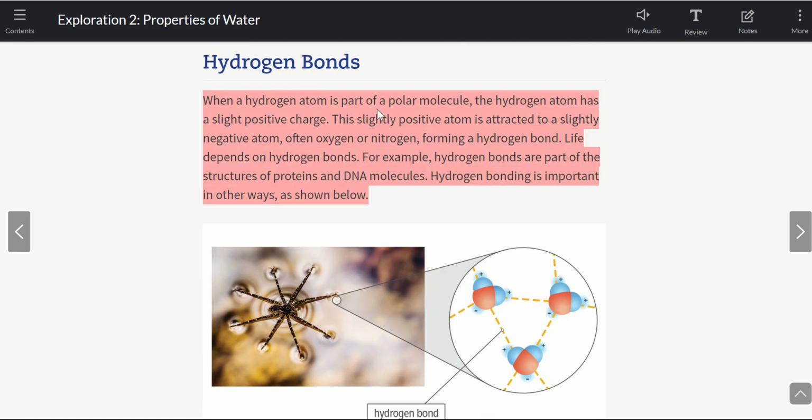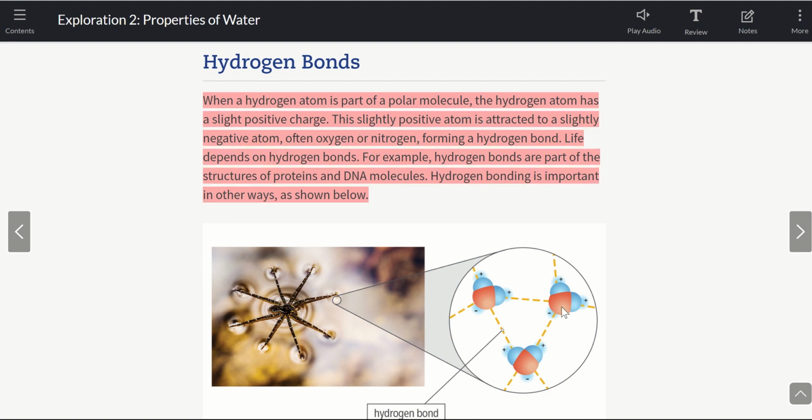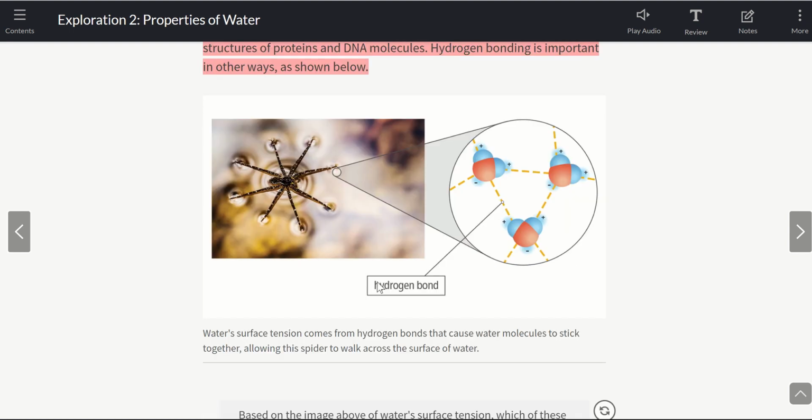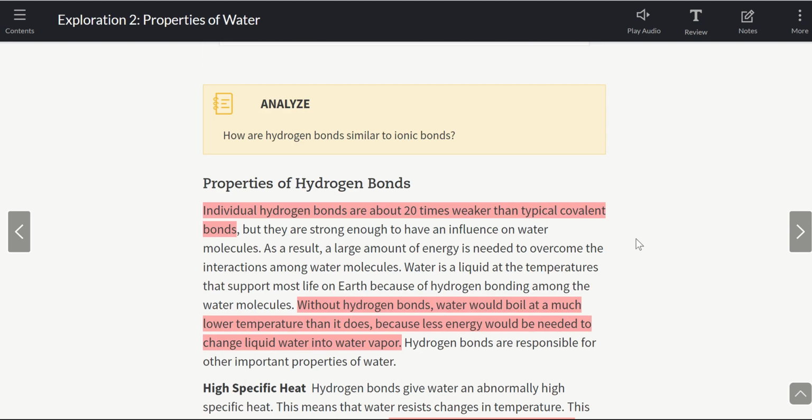It says when a hydrogen atom is part of a polar molecule, the hydrogen atom has a slightly positive charge. Because of that, you can see right here, the positive hydrogen atom is going to have an attraction to the negative oxygen atom. Now, this attraction is just magnetic, so it's not going to transfer or share electrons like we talked about before. It's just going to create a slight pull between a negative oxygen and a positive hydrogen. It creates this little triangle effect with another atom and another atom, and that's going to give it things like surface tension.